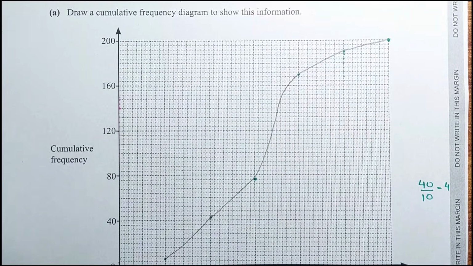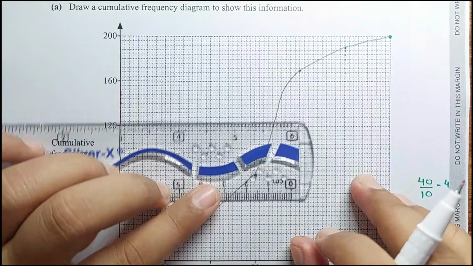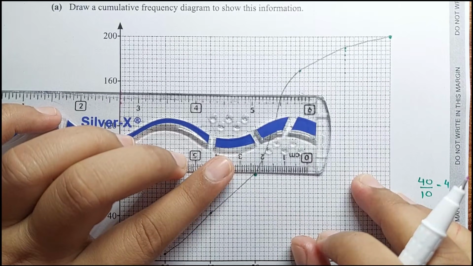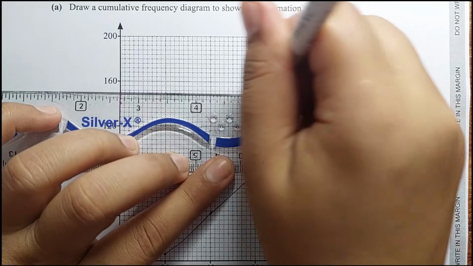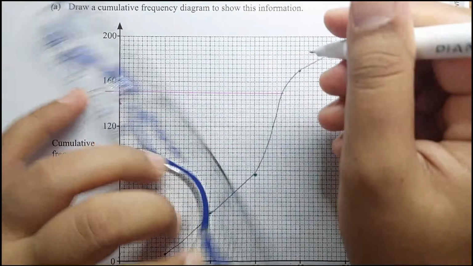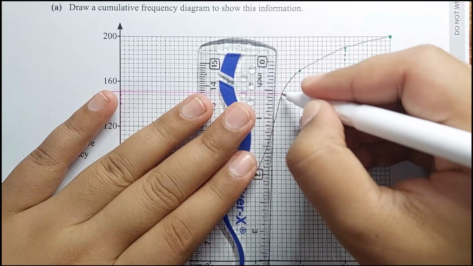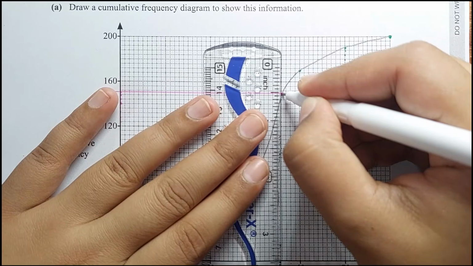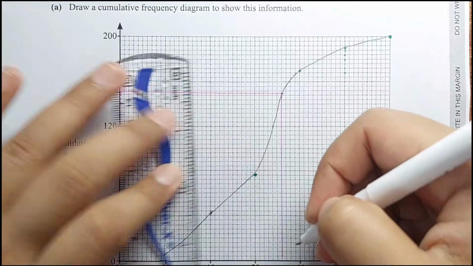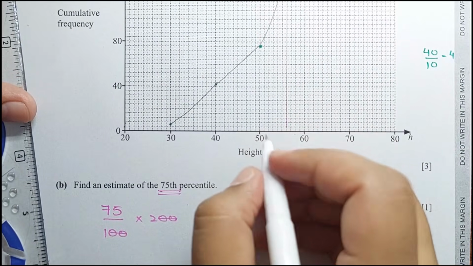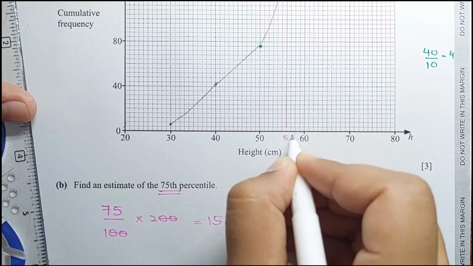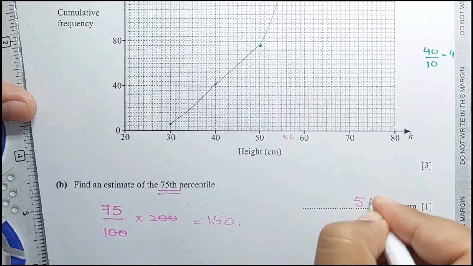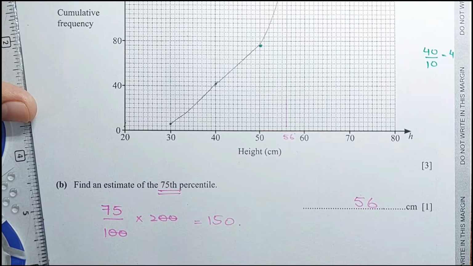Let me check the height. It might be different in your case. It basically depends on the cumulative frequency diagram. So according to me, it is 51, 52, 53, 54, 55, 56 centimeters is the height for the 75th percentile.